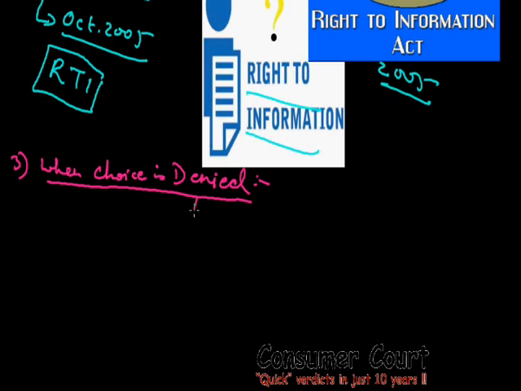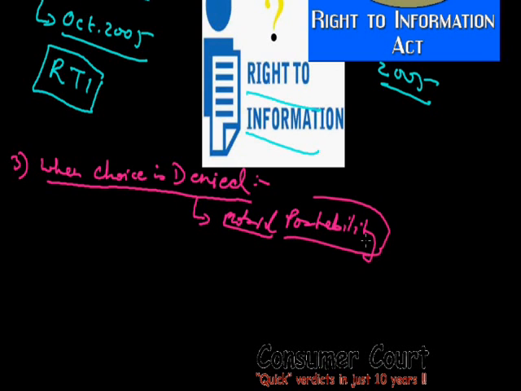Like at present, we can take the example of mobile number portability. If we are not satisfied with the service of a particular company, then by paying 19.5 rupees, we can change the company without changing our number. It means we have the choice. Whatever service we want, we can take, and we can deny it.